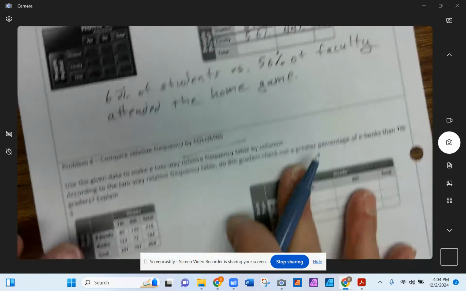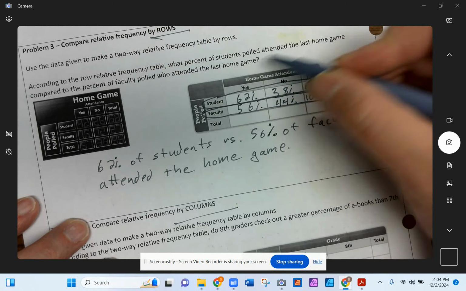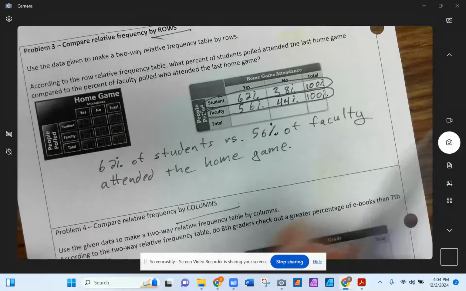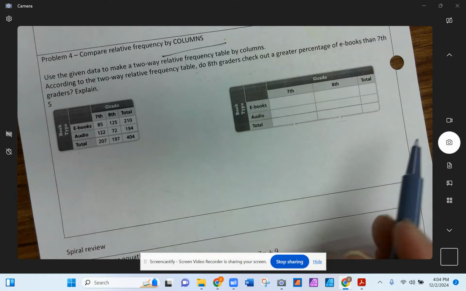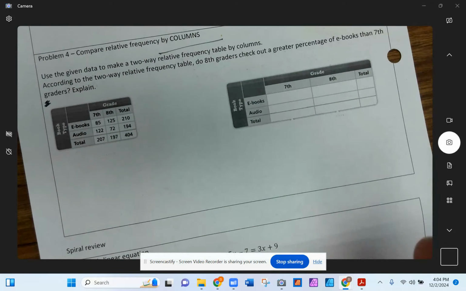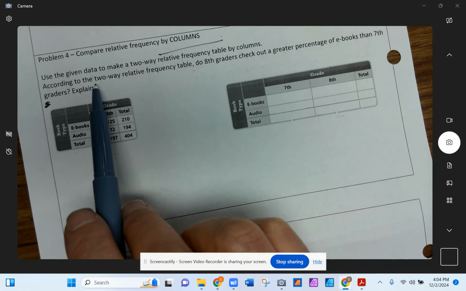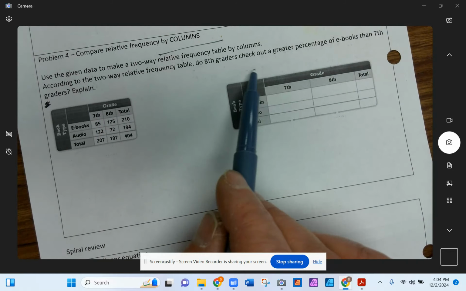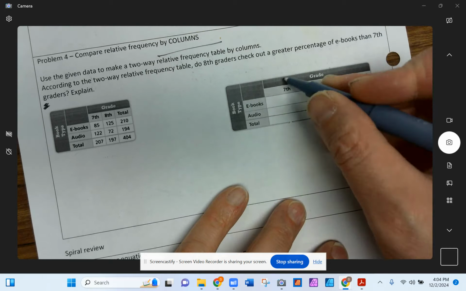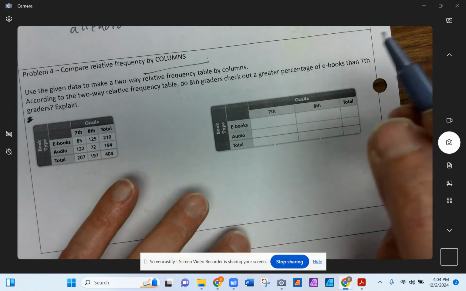Now we're going to look at columns here. You'll notice that I'm not worried about the total here because that would be looking at the columns up and down, but I'm really only worried about the rows. Okay, now this one right here, we're going to do columns. There's an extra S in there for some reason. Use the given data to make a two-way relative frequency table by column. 8th graders check out a greater percentage of ebooks than 7th graders. So we're going to look this way vertically instead of horizontally. So I'm not going to worry about the totals over here.